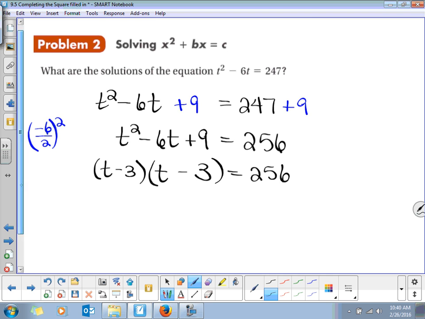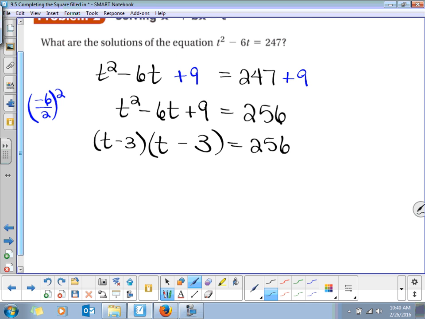Now, I'm going to write this binomial squared. This is going to be t minus 3 quantity squared equals 256. Now, how do I get the t minus 3 by itself?